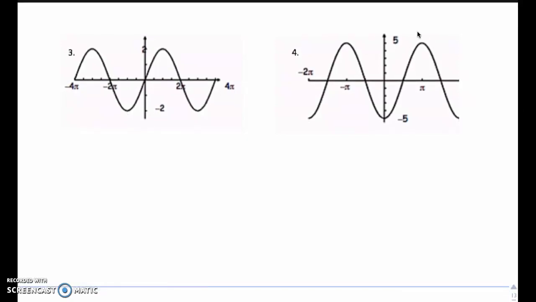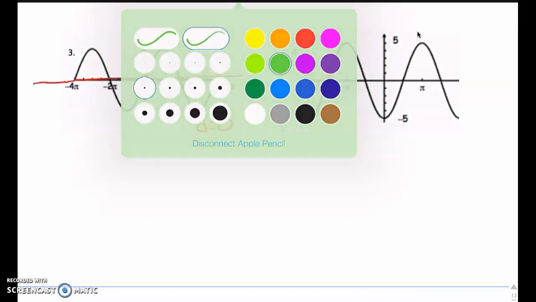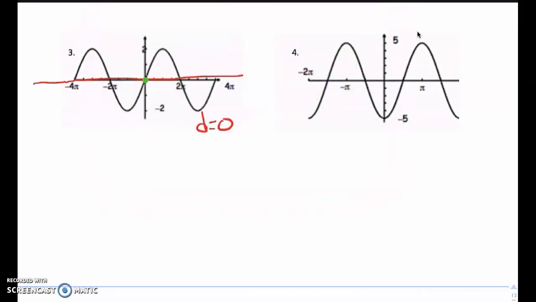Okay, so problem number 3. Again, if I figure out where the midpoint is, or that midline is, again, it would have to be the x-axis. Okay, so that means my d value is 0. I don't have to worry about that vertical shift. Okay, now let's look at this. Again, we're starting here at 0, 0.